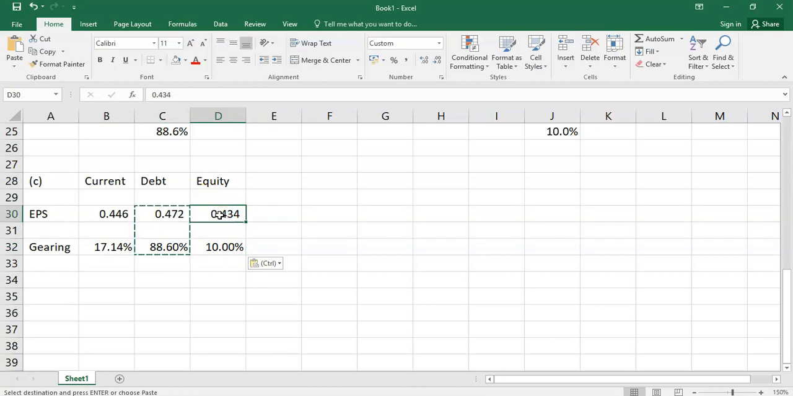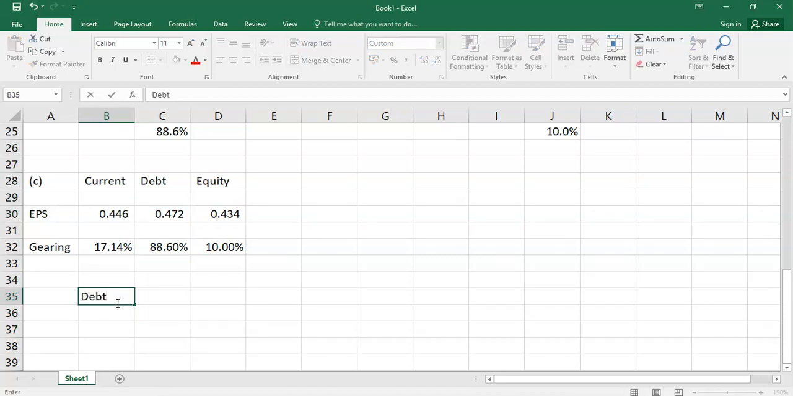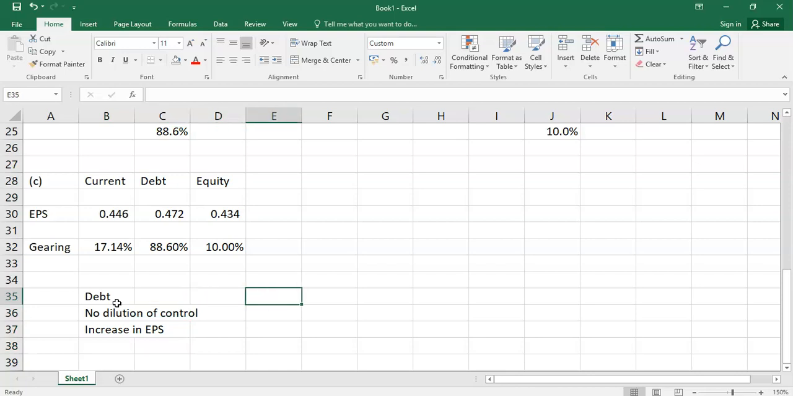So again, there can be arguments here, and you could have come down either side. If you wanted to argue, you should have went with the debt, because why? You want no dilution of control, because otherwise you're not giving up anything, and you're getting an increase in EPS. So you might have said that, if you want to go for the debt one. If I was answering it, I would have probably went for the equity to say, equity, you'll have a small decrease in EPS.